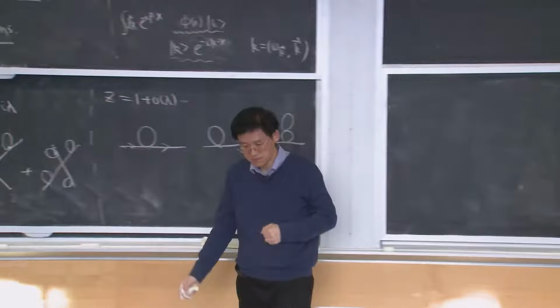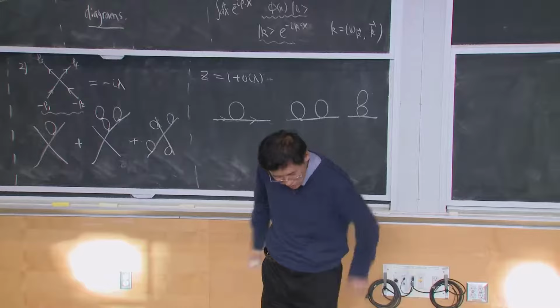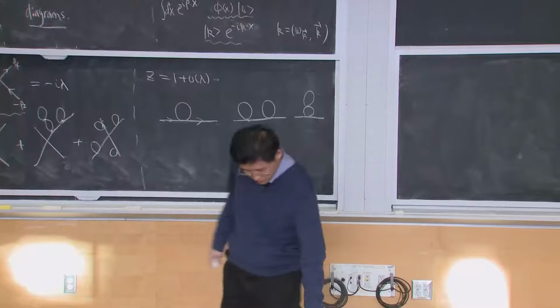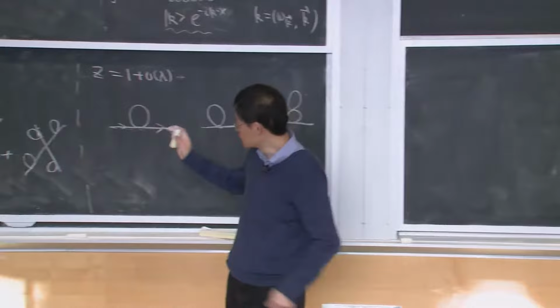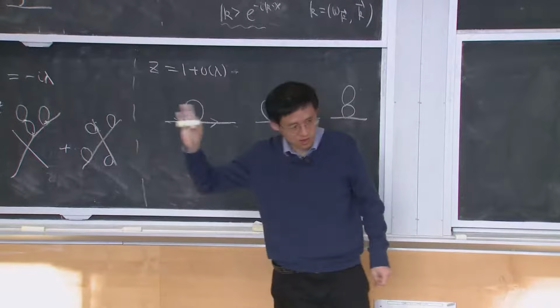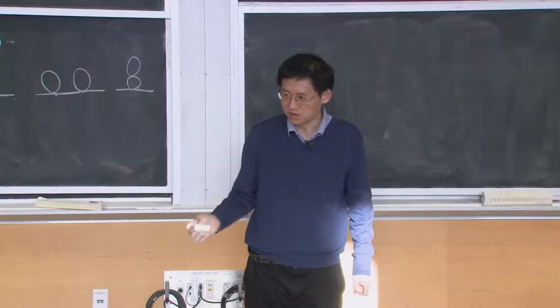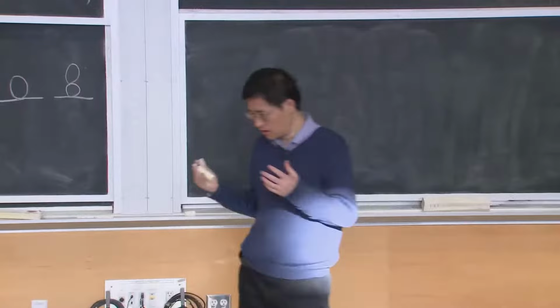So let's conclude our discussion of chapter 3 on interacting theories. As I mentioned before, now you are really equipped with the technique. In principle, you can treat any interacting theory. Even though we just used the scalar theory, the technique is the same. Just for different theories, you have different details. Now you have the foundation, the basic tools for dealing with any interacting theory.